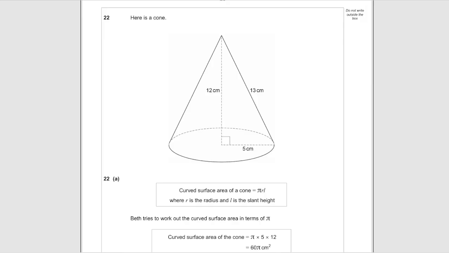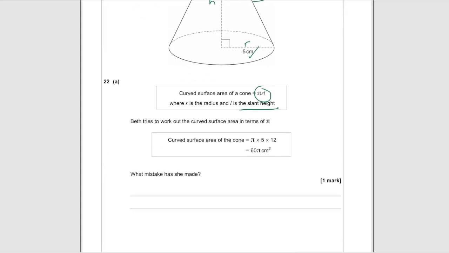Okay, question 22. Here is a cone. The curved surface area of a cone is pi times radius times slant length, where L is the slant height, sorry. So there's my radius, there's my height, there's my slant height. Okay, so if that's the formula, Beth tries to work out the curved surface and she says pi times 5 times 12. Well, we don't want to use that one, we want to use that one. So just looking at the actual image helps me to answer the question on this.